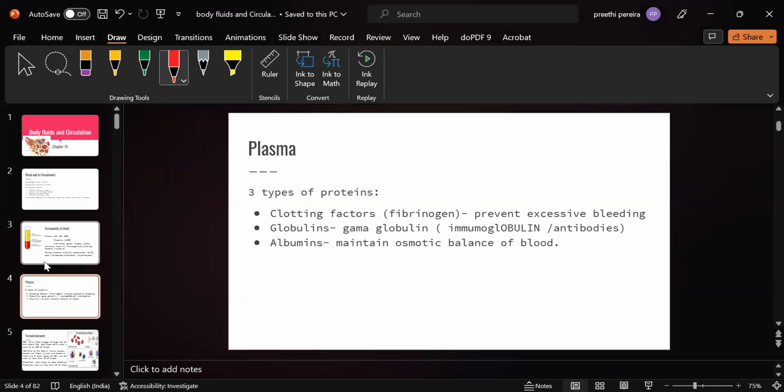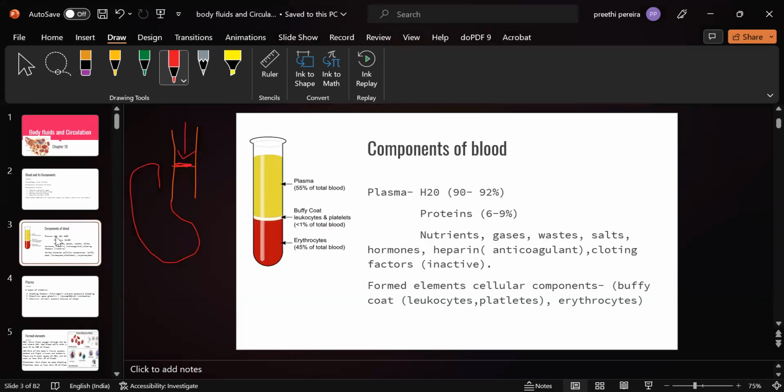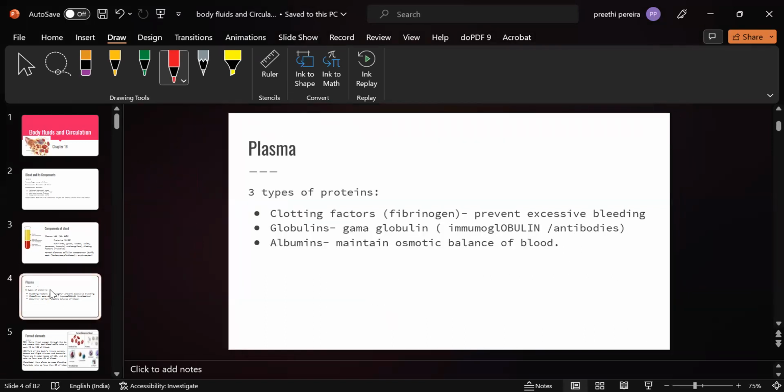Okay. Now, I told you there are proteins in the plasma, no? How much percent of proteins are there in plasma? In plasma, 6 to 9% of the plasma is made up of proteins. Okay, 6 to 9% of plasma is made up of proteins. Now, let's see the proteins in the plasma. So, there are three types of proteins in the plasma.